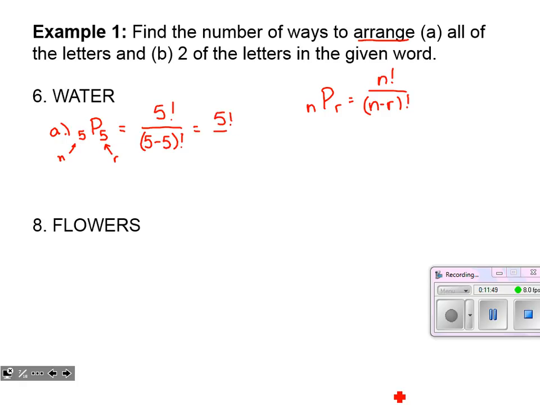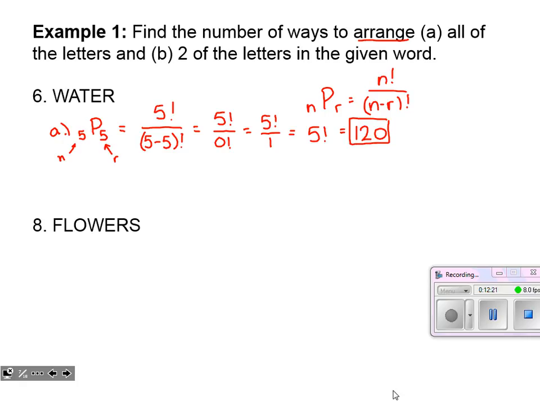So it's 5 factorial over 0 factorial, and we said by definition, 0 factorial is 1. So my answer is just 5 factorial, and we can calculate that out. The factorial key is also in that math PRB or prob menu if you wanted to insert an exclamation point. So that's 120 ways to arrange all 5 of those letters.